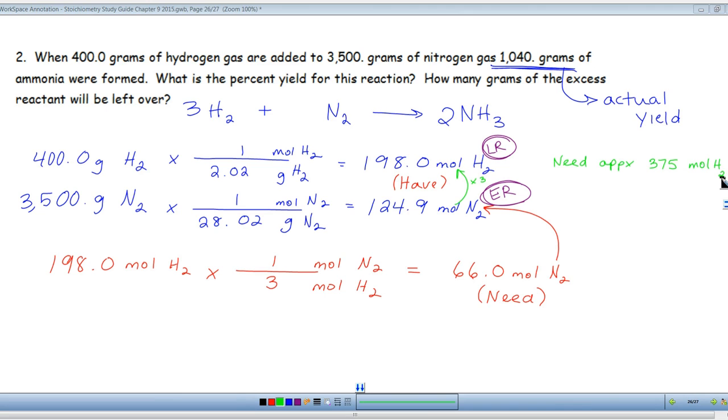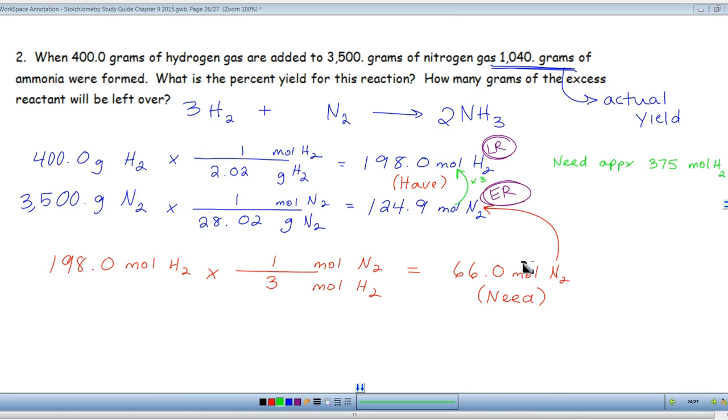I don't have that. I got like about half of it. I got about 200. But I definitely don't have 375-ish. That's my limiting reactant. So you could have figured out limiting reactant here just by estimation. It's a pretty easy ratio, 1:3, and the numbers are pretty obvious. Like, it's not even close.